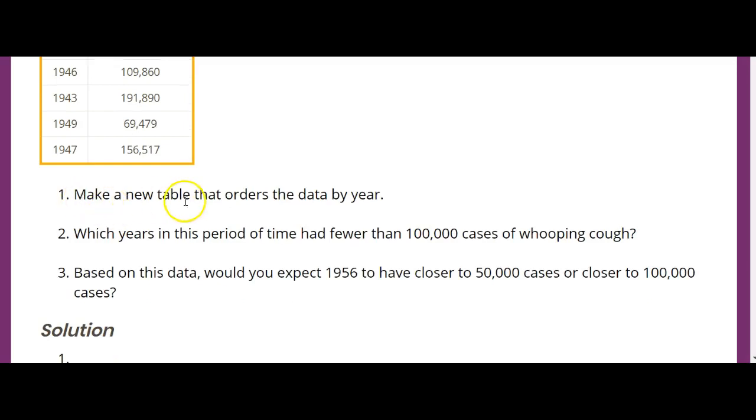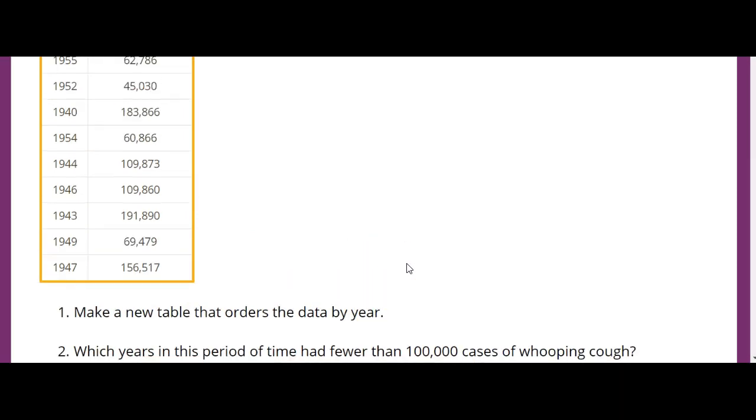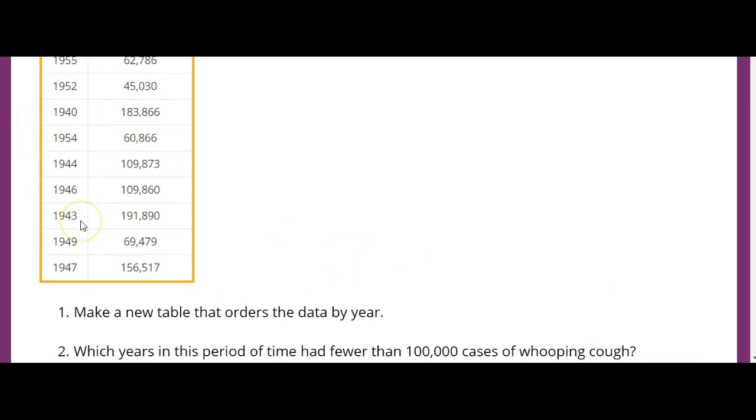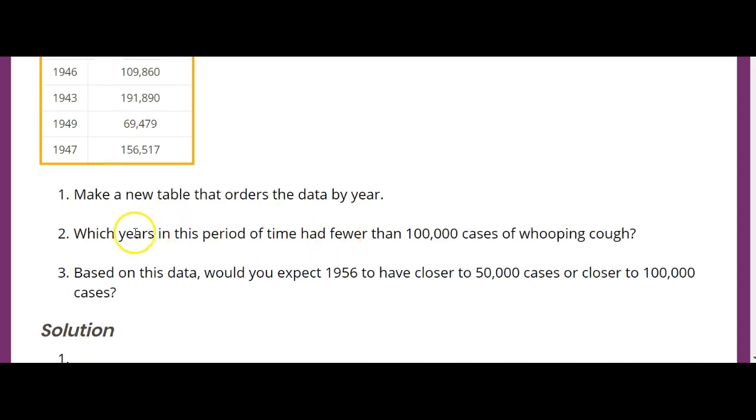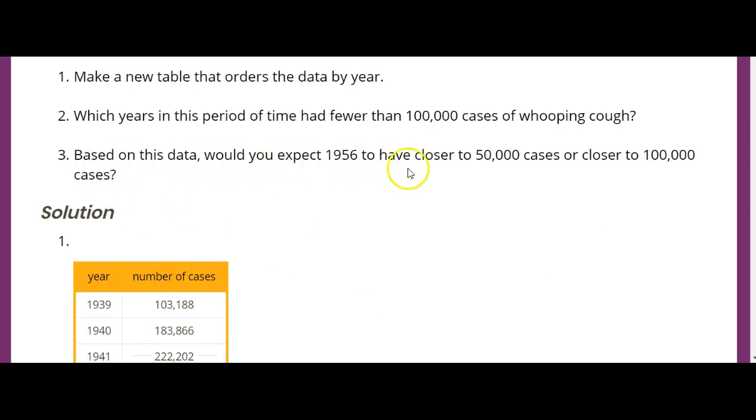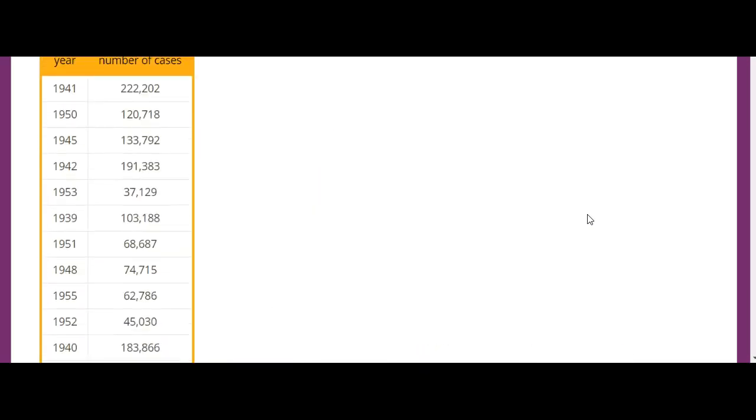So here's your first thing I want you to do. You want to make a new table that orders the data by year. Okay? So you would put them in order by year in that table. And then answer the question, which years in this period of time had fewer than 100,000 cases of whooping cough? Okay? And then, based on this data, would you expect 1956 to have closer to 50,000 cases or closer to 100,000 cases? Okay? So make sure you're putting in this data.